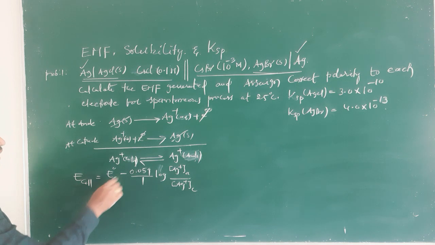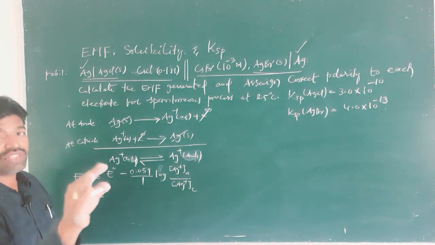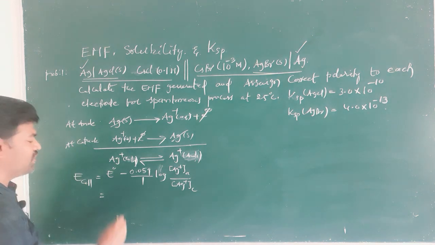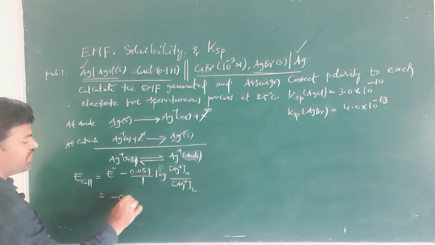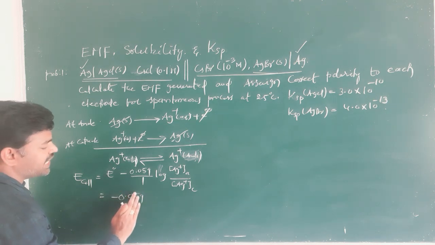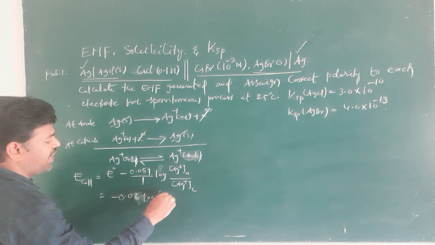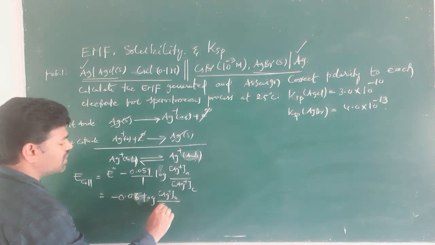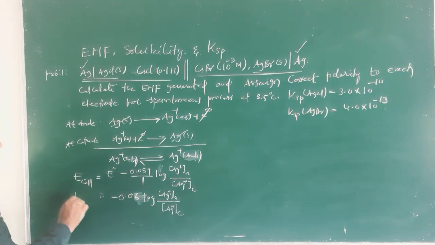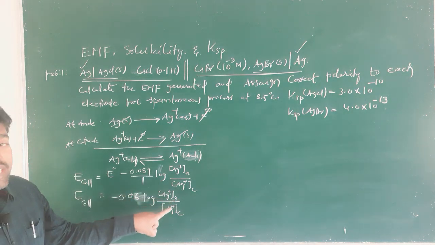This is a concentration cell, and from the previous videos we came to know that E naught cell is 0 for concentration cells. So this term is 0 and the equation becomes 0.059, which we can take as 0.06, into log of the concentration of Ag plus at the anode over the concentration of Ag plus at the cathode. But to calculate the EMF of the cell, we have to know the concentration of Ag plus at the anode and Ag plus at the cathode.